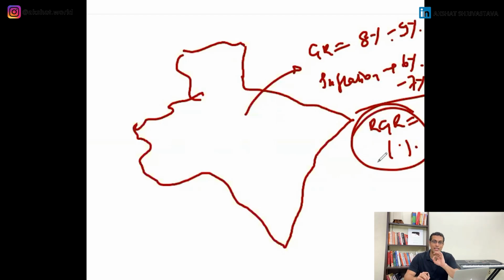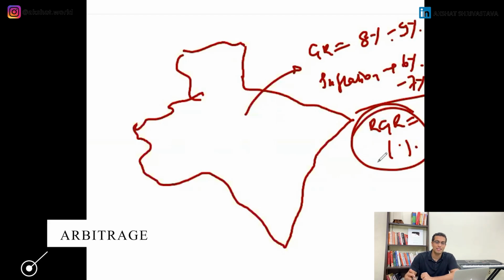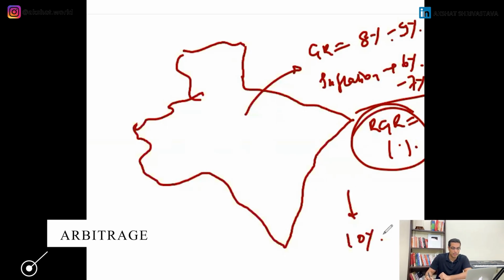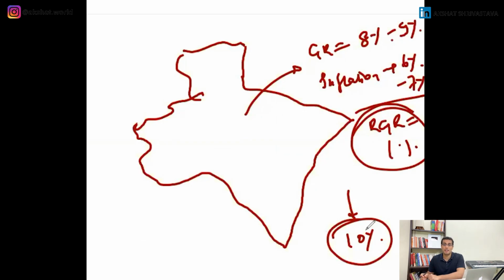Now this concept is called arbitrage, right? So arbitrage means that in real terms, if the money was growing in India at, let's say, 10%, hypothetically speaking, that you're putting $100 in India and it becomes $110. And in the US, if you're putting $100, it only becomes $101. Then are people mad that they are not transferring all their money to India?